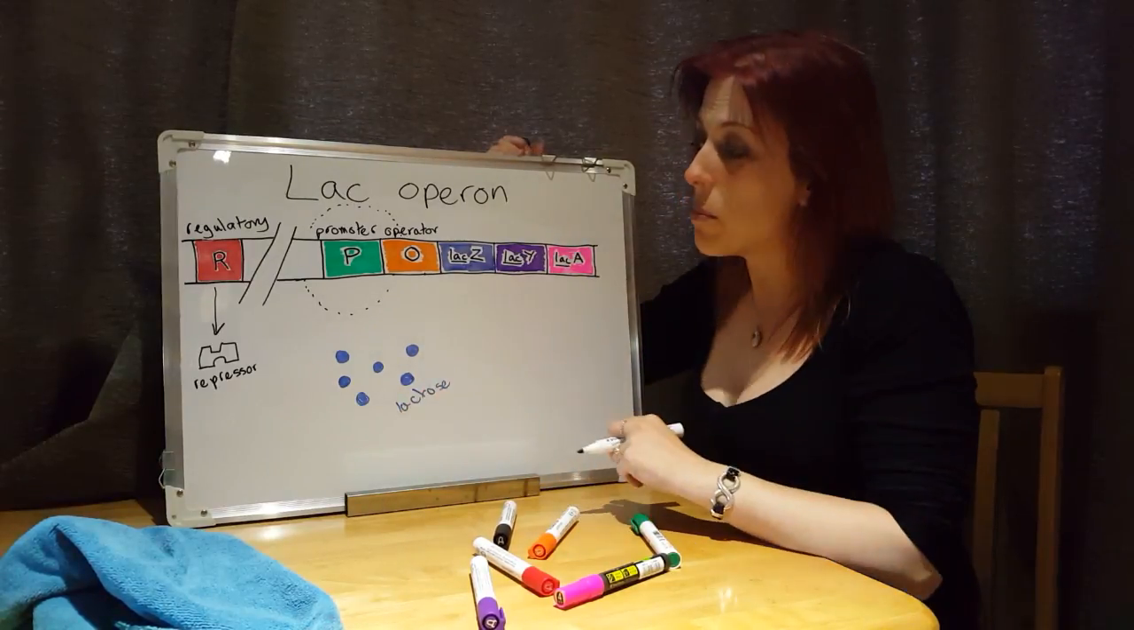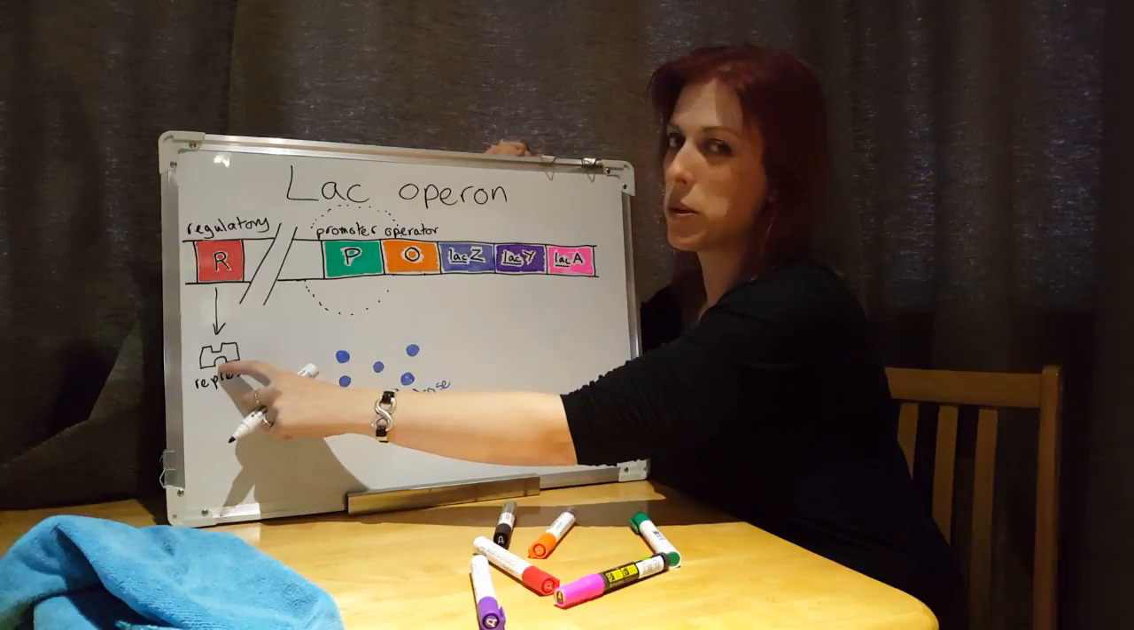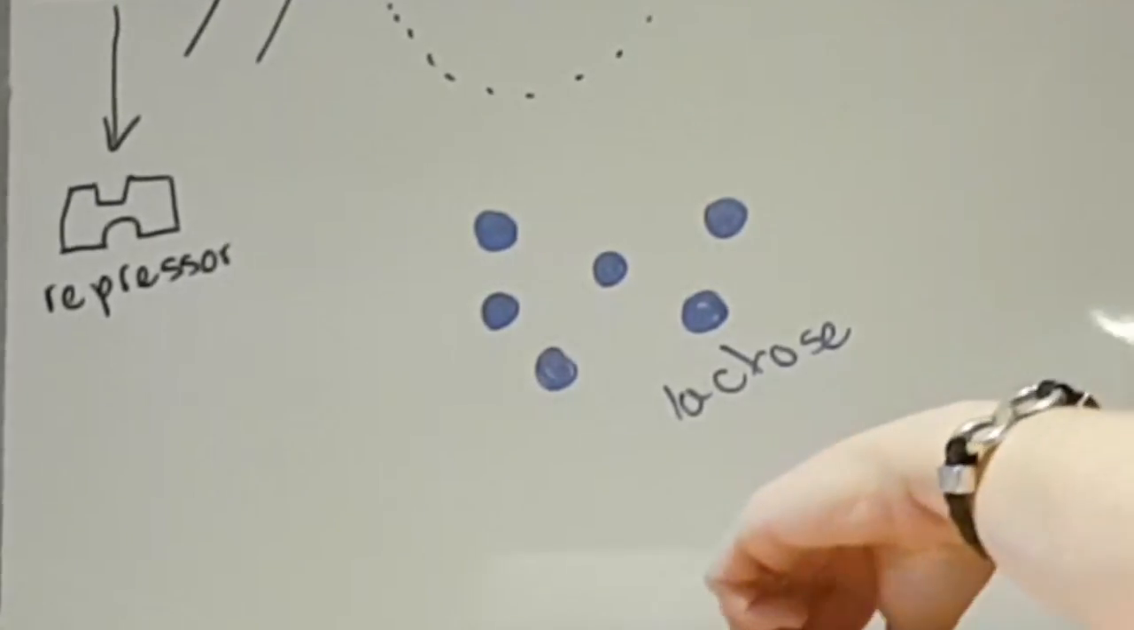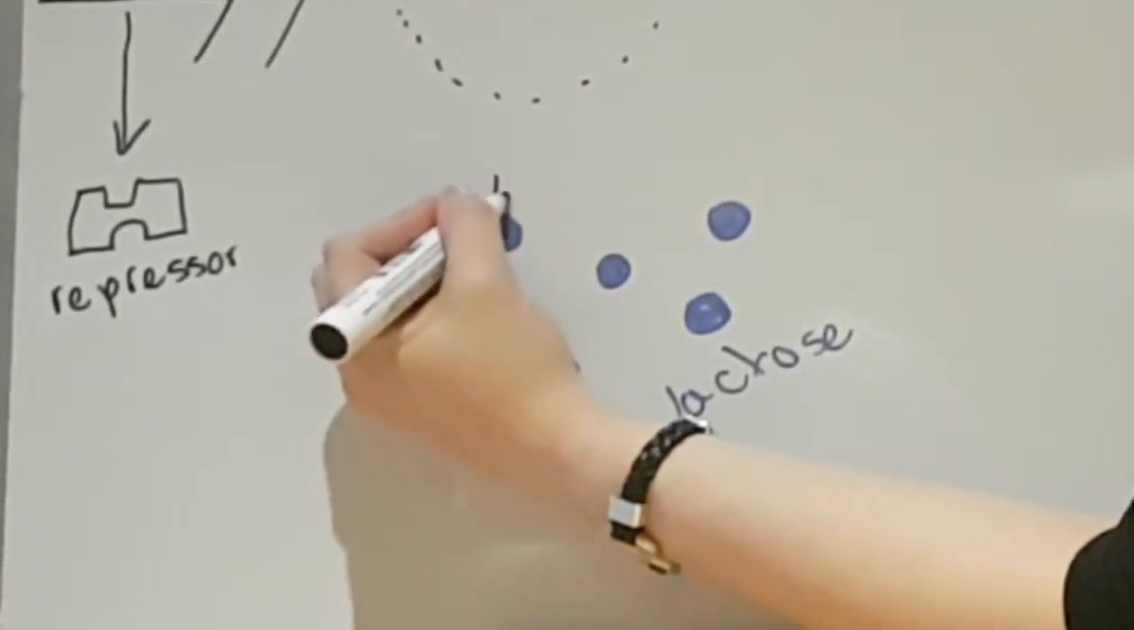Okay. What you may notice about the lactose here, especially since I've drawn it quite deliberately like this, is there is a spot on the repressor molecule where lactose can bind. And if lactose binds to that repressor, it changes the shape of it.